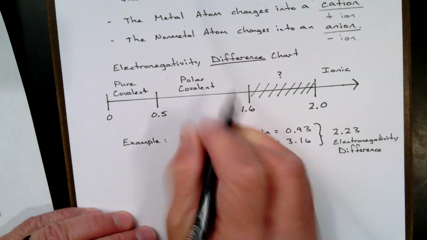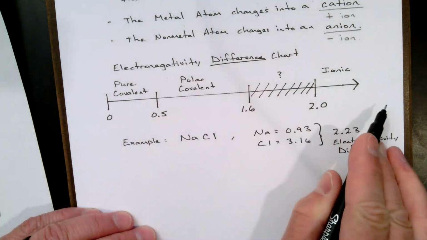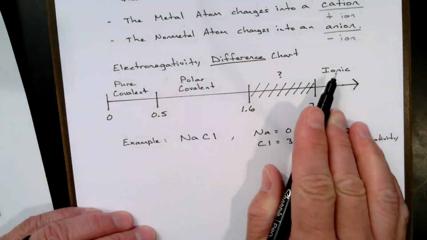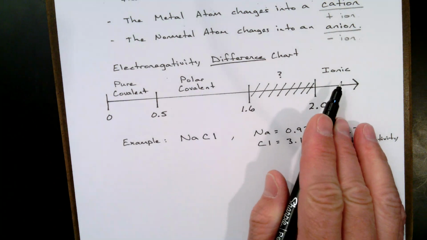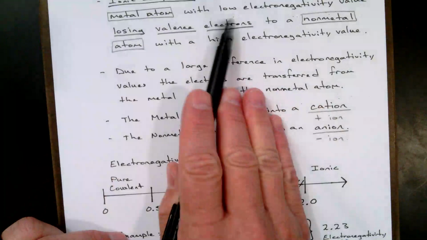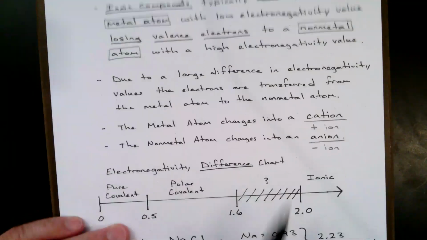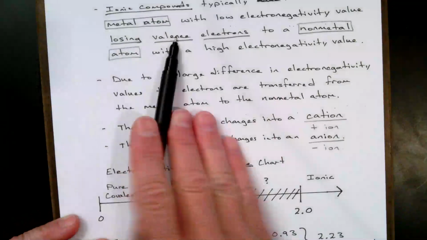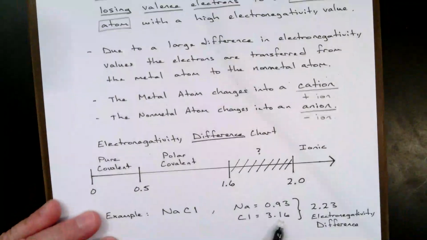Because the difference is greater than 2.0, that means the type of bond it's going to make is an ionic bond, which means that the metal atom with a low electronegativity of 0.93 is going to lose its valence electrons to the nonmetal atom with a high electronegativity, which is in this case 3.16.